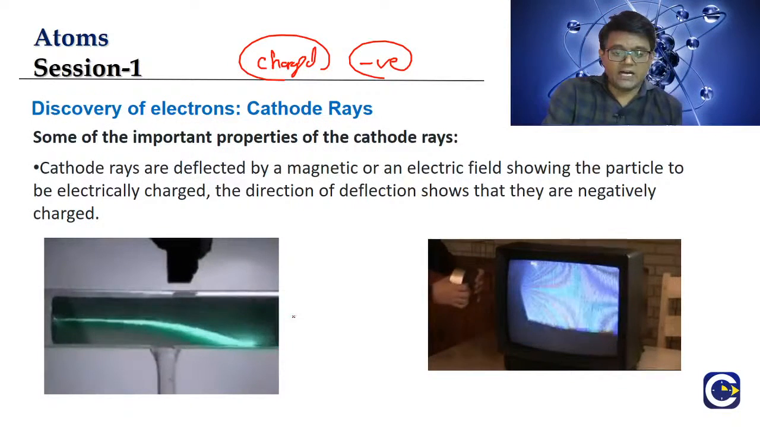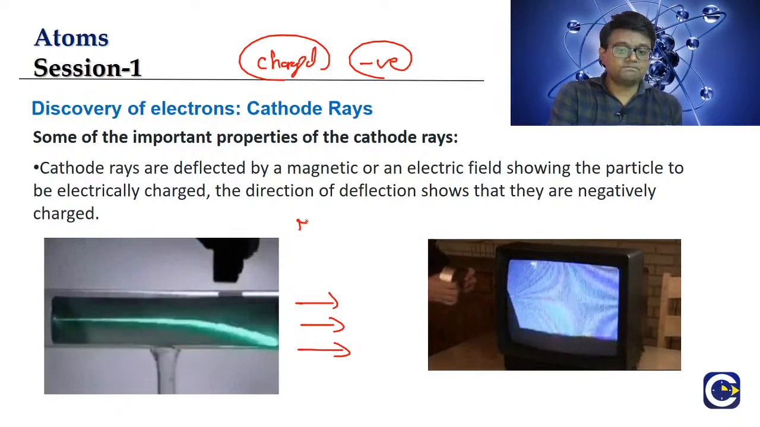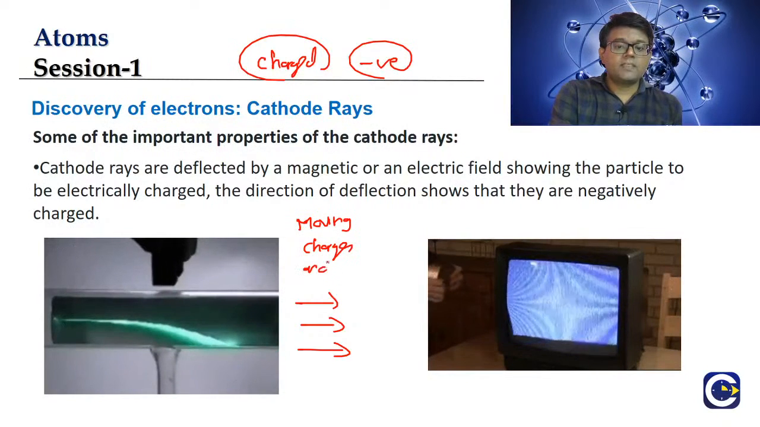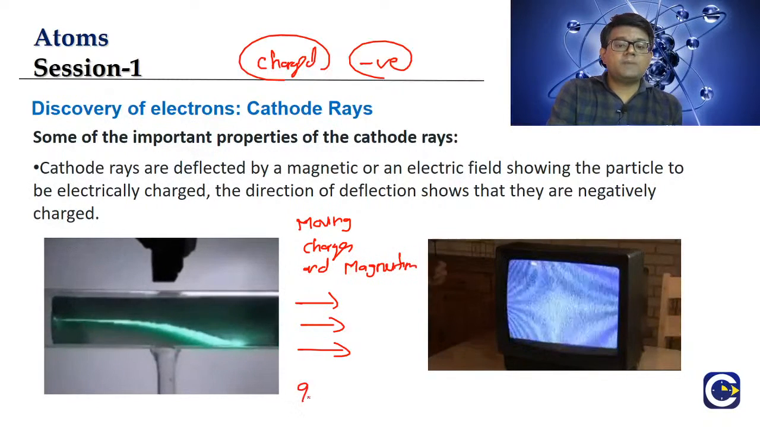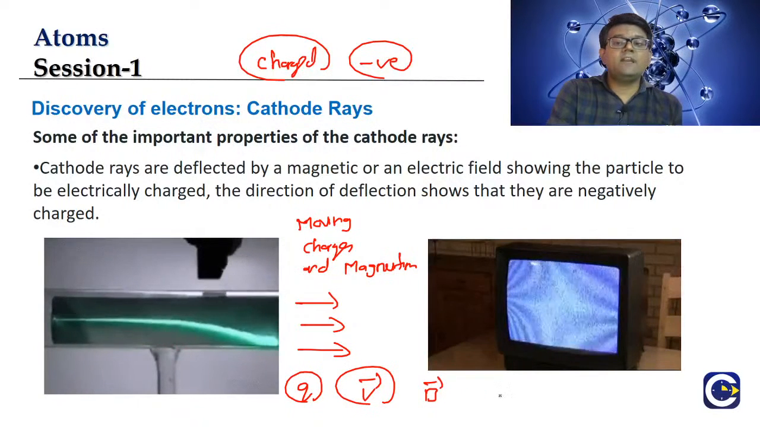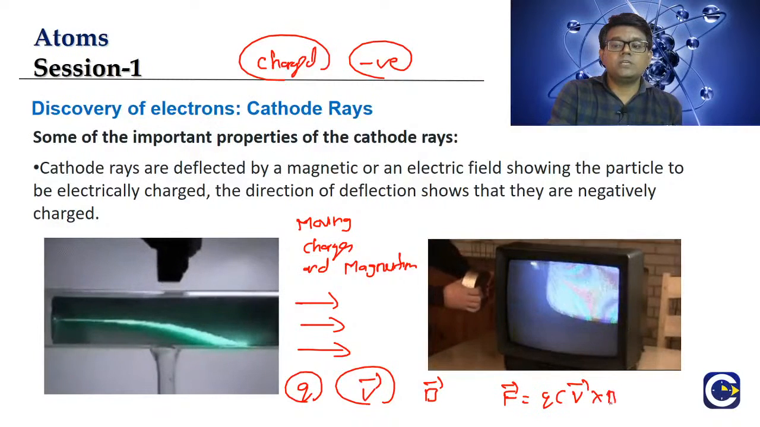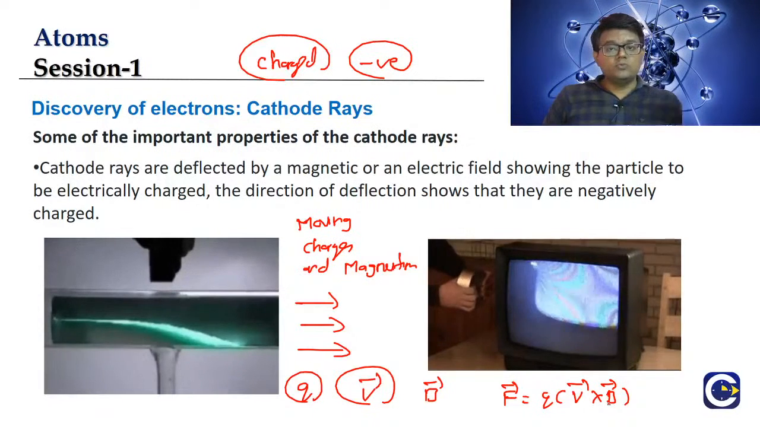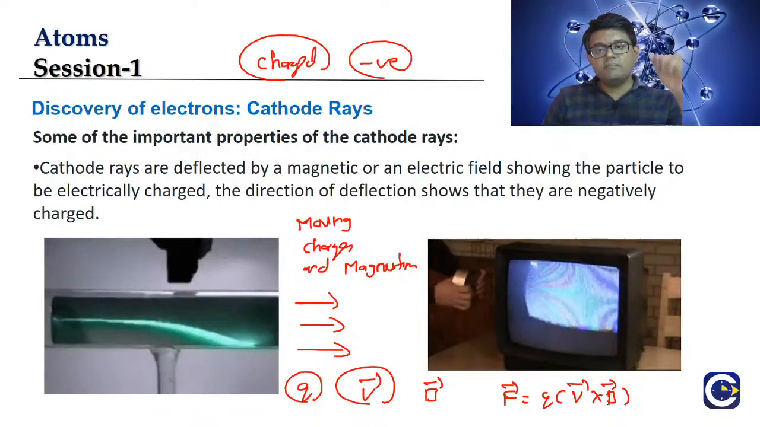So if you have a beam of charged particles, remember we have discussed this in the moving charges and magnetism chapter. In moving charges and magnetism, if we have a charged particle Q moving with a velocity v in a magnetic field B, then what is the force acting on the charged particle? Q into v cross B, or QvB sin theta. Means the moving charged particles will experience a force when they go through a region where there is a magnetic field.